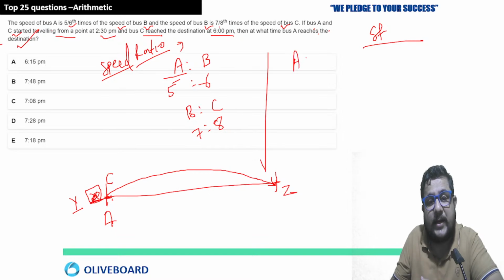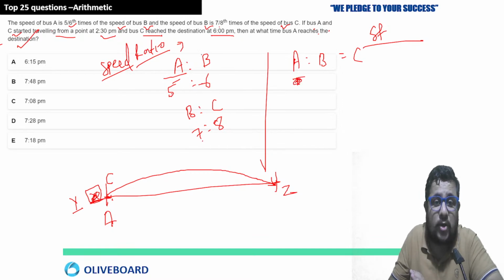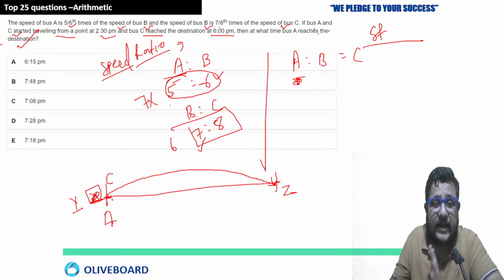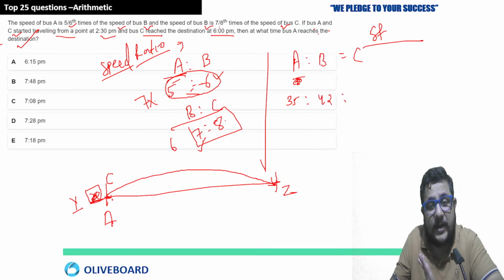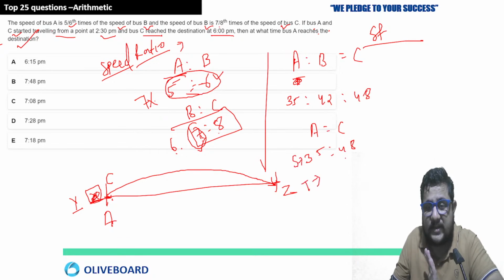First, convert this speed ratio into one single ratio. So 5:6 is given here, and 7:8 here. B is common in both ratios, with B's value 6 in the first and 7 in the second. Just make it similar: multiply the first ratio by 7 and the second ratio by 6. So B becomes equal. 7 into 5 is 35, 7 into 6 is 42, B becomes 42. Now 6 into 8 is 48. So the speed ratio of A and C is 35:48. Just reverse the speed ratio and you get the time ratio, which is 48:35.